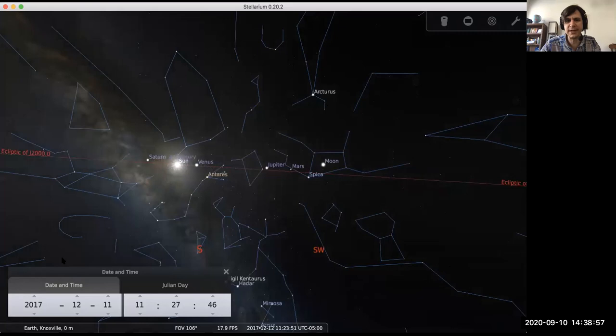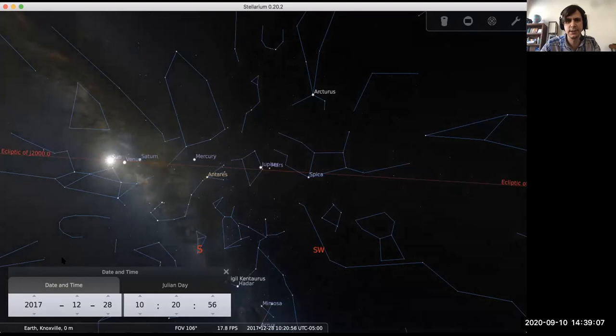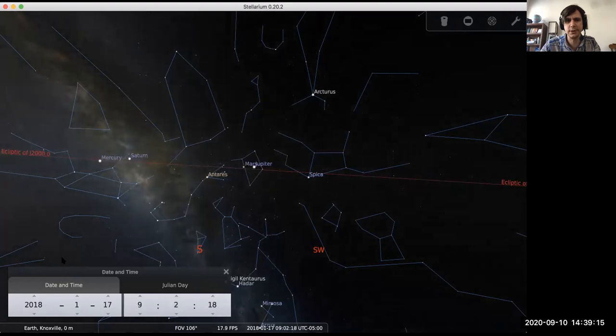Mars is moving faster than the rest of them, other than Mercury and Venus, which are always close to the sun and moving the fastest. But you can almost picture the orbits they have around the sun as they move. All right, so notice that Mars and Saturn are still moving to the east.